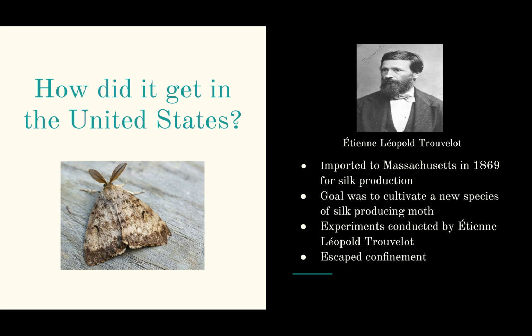The European gypsy moth was imported to Massachusetts by Thoreau for silk production with the intent of finding a new species of silk-producing moth. Thoreau conducted breeding experiments with the goal of finding a species that could hybridize to compete with the silkworm moth but be less susceptible to various diseases. Unfortunately, several adult European gypsy moths escaped confinement and over time became established in his neighborhood and spread throughout the northeastern United States and beyond.